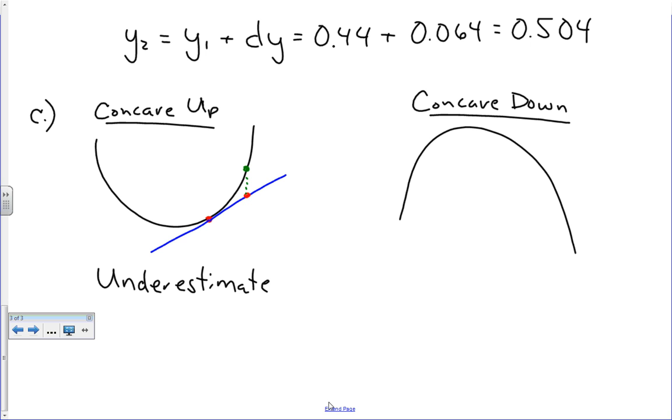If I was concave down, which looks something like this, and I again pick some point, let's say we start right here, and use the tangent line to approximate what's happening later on, say we'll go out to this point right here. You can see now I'm above the curve. I should actually be down here, but my tangent line's above the curve at that point, so this overestimates. Okay. And that's the end of that example.